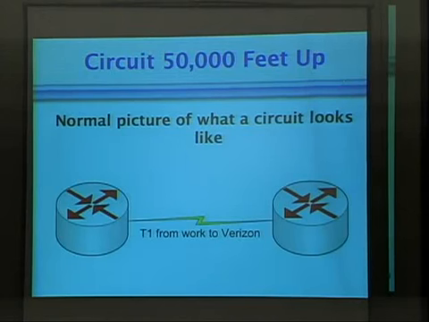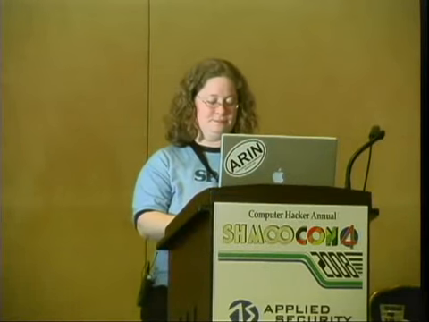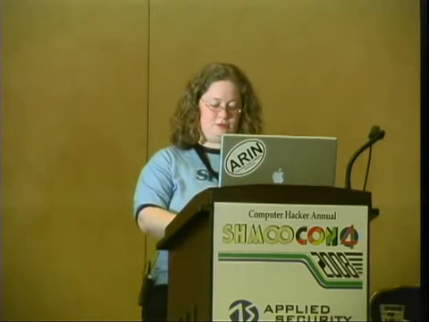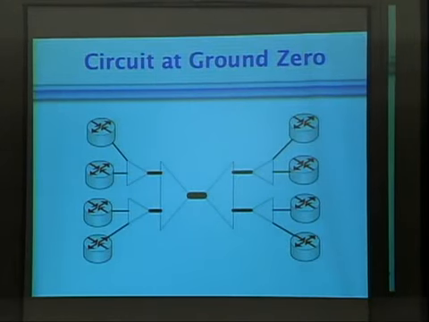This picture shows how most people understand what circuits look like. In this example, you have two routers that have a serial interface that connect to each other via the local bell, whoever your local bell is. At ground zero, the circles are routers, the triangles are multiplexers. The small multiplexers in this example are T1 to DS3 multiplexers, while the larger triangles are DS3 to OC3 multiplexers. So you've got a router and it goes to the other one through the multiplexers in the network.